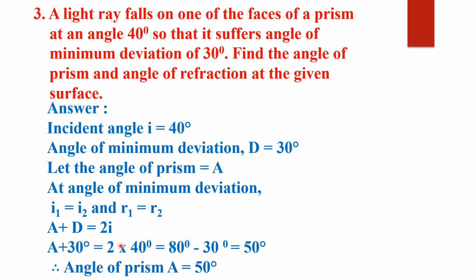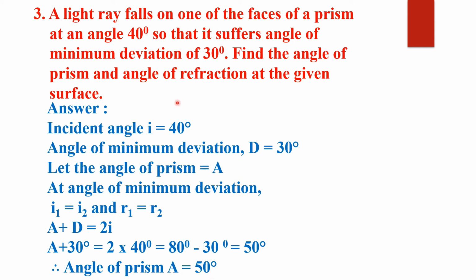Substituting D and I values in this, we get A plus 30 degrees is equal to 2 into 40 degrees. 2 fours are 8, so 80. So here A plus 30 is equal to 80. A is equal to 80 minus 30, that is 50 degrees. Therefore, angle of prism is equal to 50 degrees.